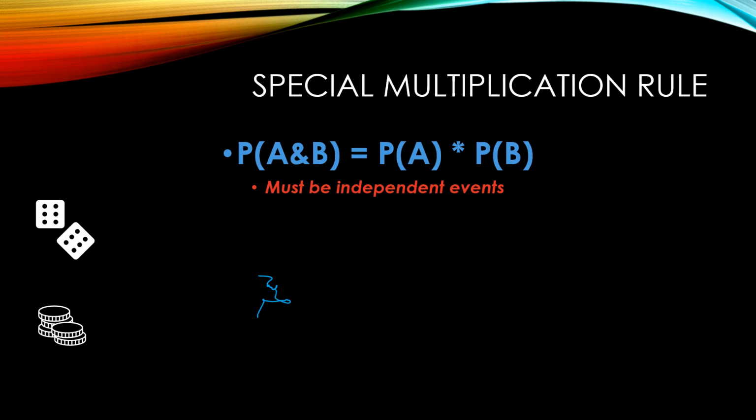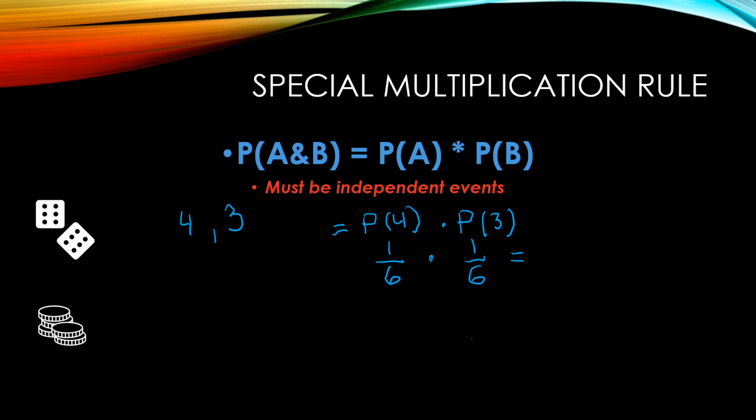So if we were rolling 2 dice, what's the probability that we get a 4 and then a 3? So the probability of getting a 4 and 3 at the same time is computed by multiplying the probability of getting a 4 times the probability of getting a 3. Now for fair dice, the probability for each is 1 over 6. So the probability of getting a 4 and 3 when we roll 2 dice is 1 out of 36.